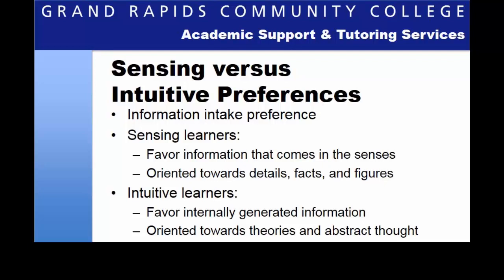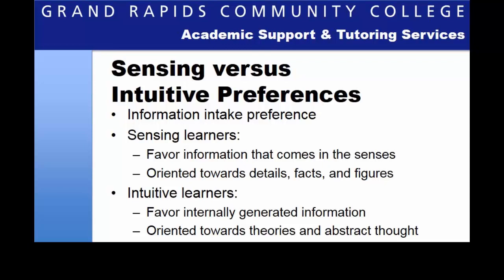Intuitive learners, on the other hand, prefer internally generated information. They tend to enjoy daydreaming, abstract thought, and thinking of possibilities. These students tend to work faster, are often innovative, but sometimes overlook details.